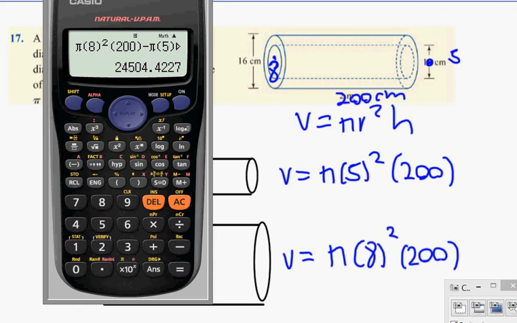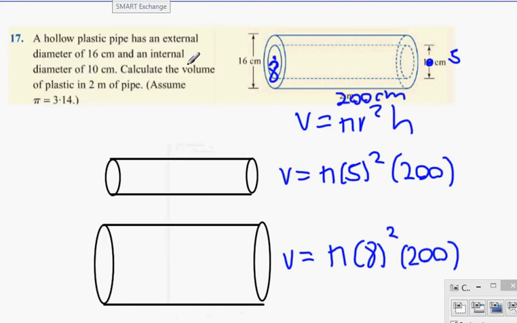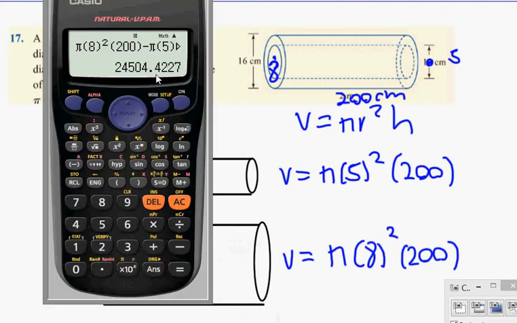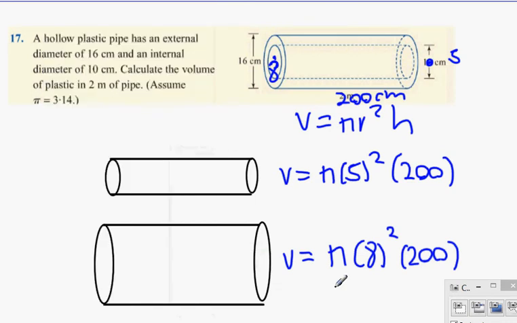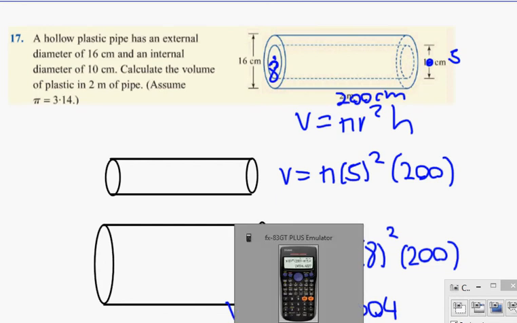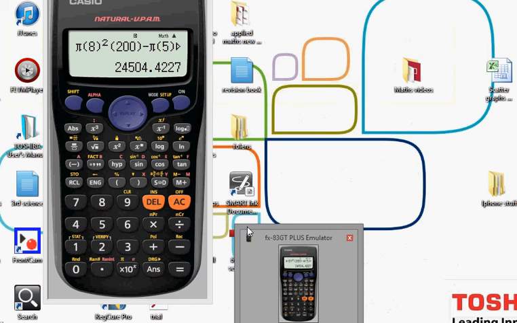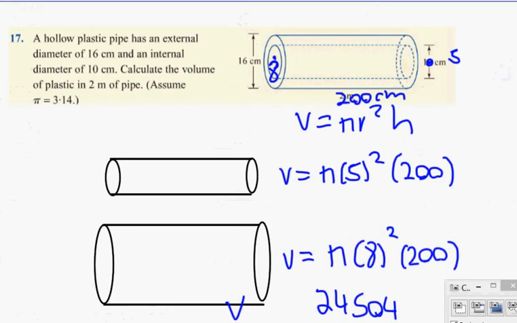Does it ask for it in terms of pi? No, it doesn't. So the answer is 24,504. Yes, Ken? It says assume pi is 3.14. Oh, it does, so I should use 3.14. So the answer is actually 24,000.